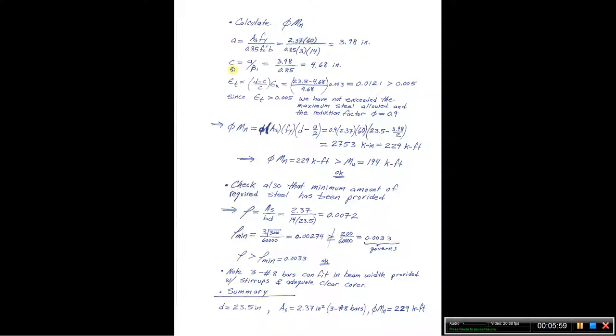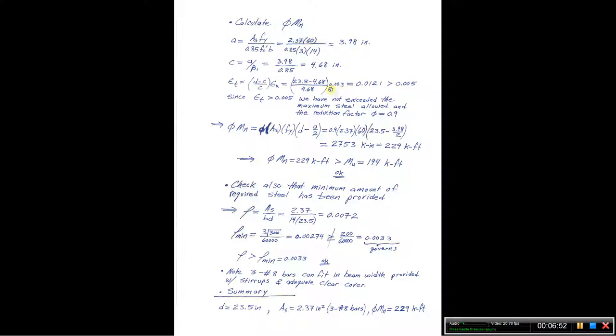c, the distance from the compression edge to the neutral axis, is equal to a over beta sub 1. And if we calculate that, we get 4.68. We can also, at this point, now that we have this c value, calculate what the tensile strain in the bottom layer of steel would be when we reach the ultimate strain in the concrete. By using this formula, d minus c over c times epsilon u, we can calculate 0.0121, and that is greater than 0.005. Therefore, we have not exceeded the maximum amount of steel that is allowed for this particular beam cross section.